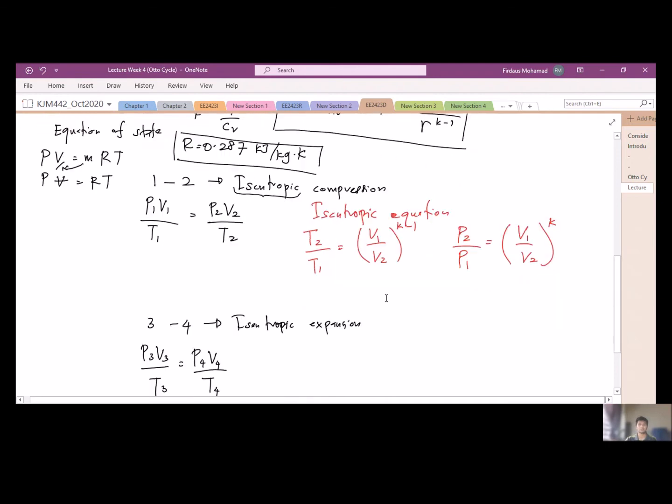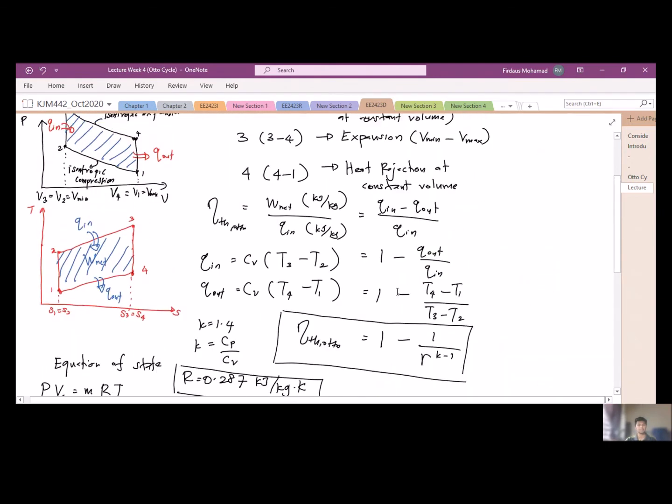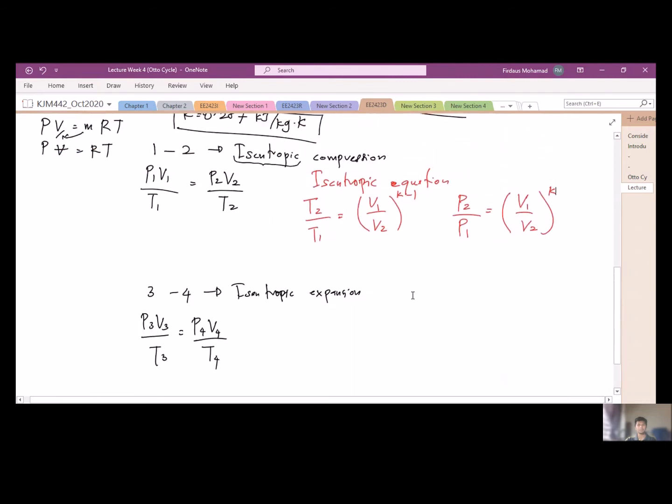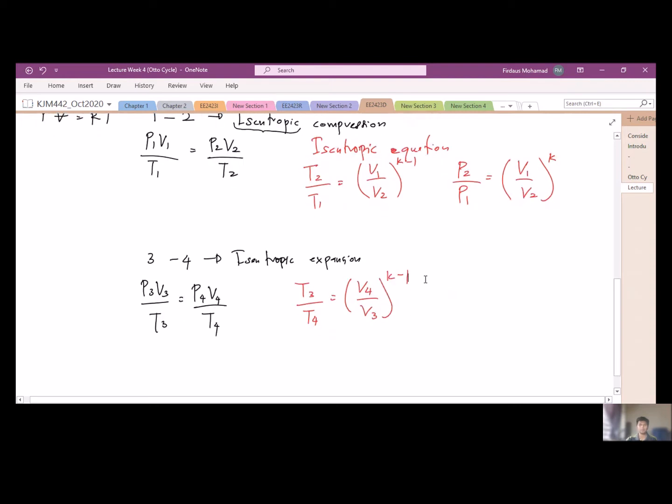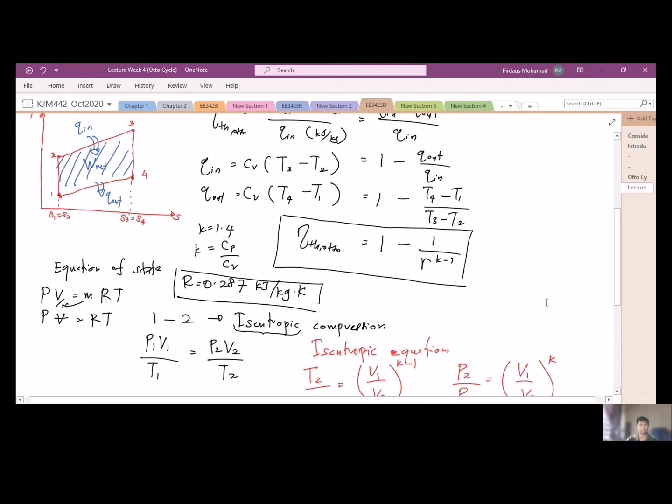Okay, and then the same goes for isentropic expansion for processes 3 and 4. You can use the isentropic equation, for example, T3 over T4 equals V4 over V3 to the power of k minus 1, or in terms of pressure, P3 over P4 equals V4 over V3 to the power of k. So k is equal to 1.4, and V4 over V3 is basically the compression ratio. Okay, so this one.